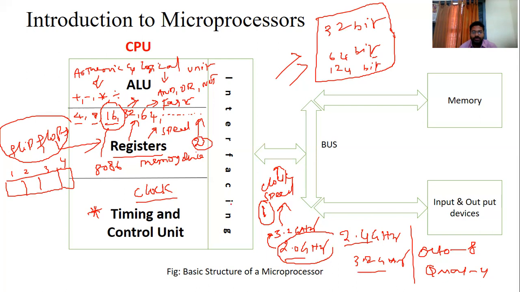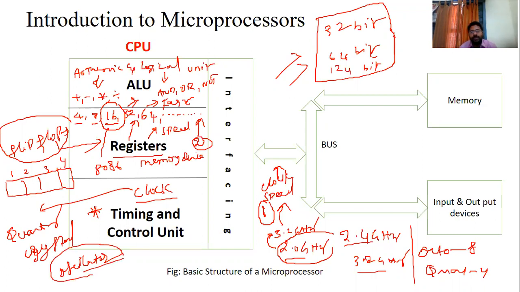So what is this clock? For the clock, you can use a quartz crystal oscillator, or simply an oscillator device. For the clock purpose, you are using some oscillator device. So remember, this timing and control unit is like the heart of the computer.